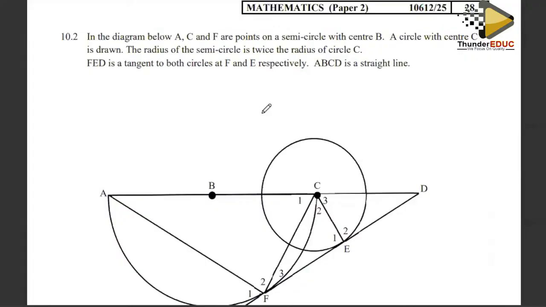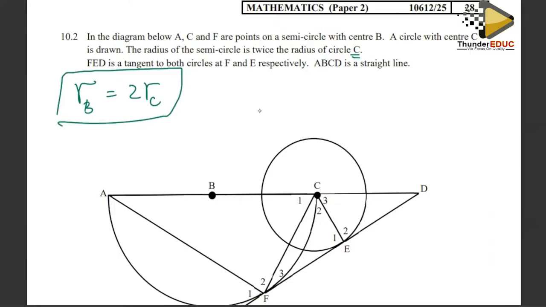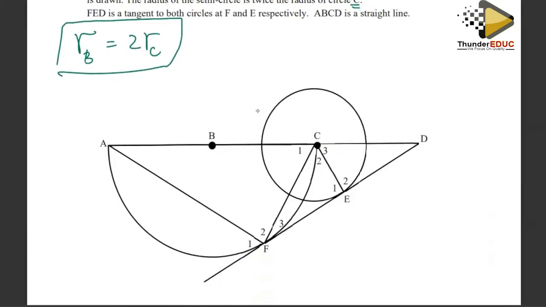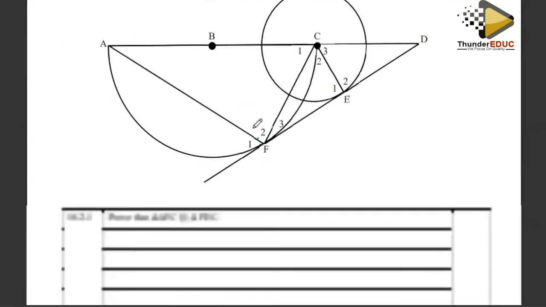All right, 10.2. In the diagram below, A, C, F are points on a semicircle with center B. A circle with center C is drawn. The radius of the semicircle is twice the radius of C, meaning that the radius of center B is the same as twice the radius of C. Let's leave it at this point, we're going to need it probably somewhere. Then FEA is a tangent to both circles respectively, and that is a straight line.